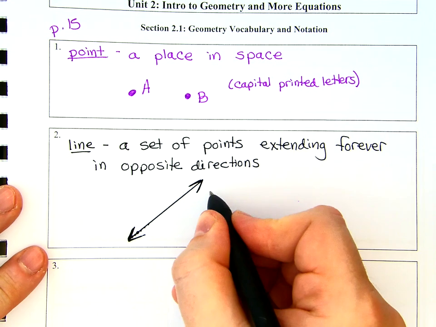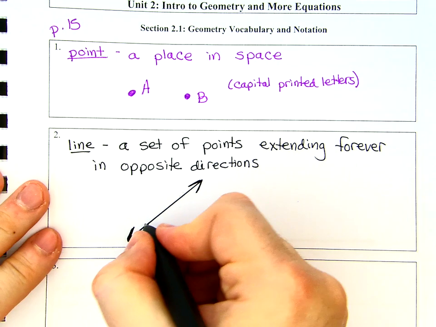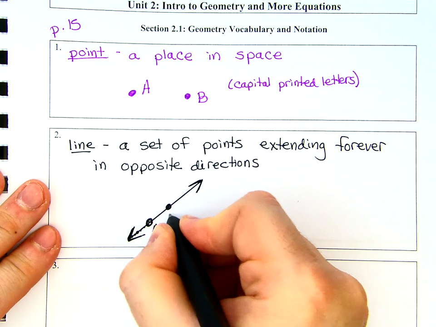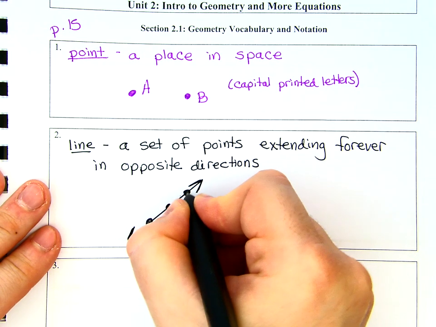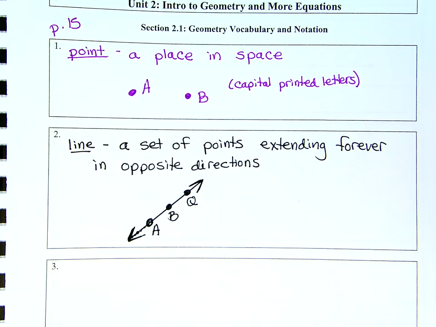There are infinitely many points on here, but I want to just show 3 particular points. Let me stick a point over here and call it capital A. Another one there, we'll call it B. Another one there, we'll go with Q. Why not? Change things up.